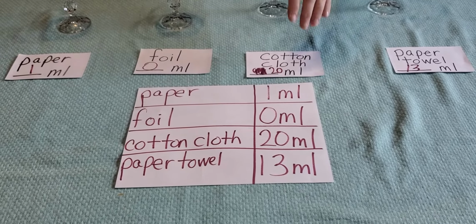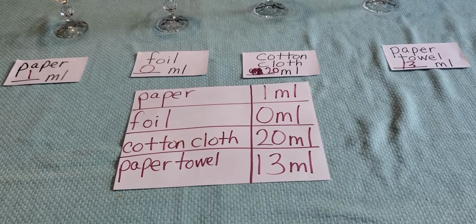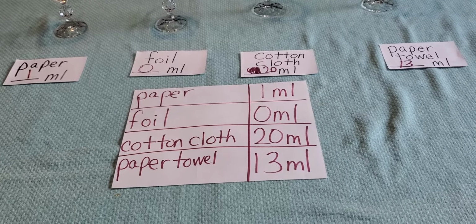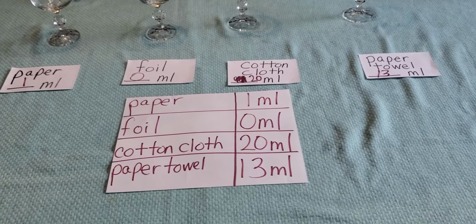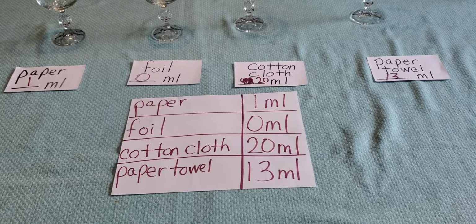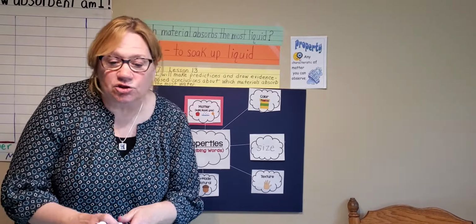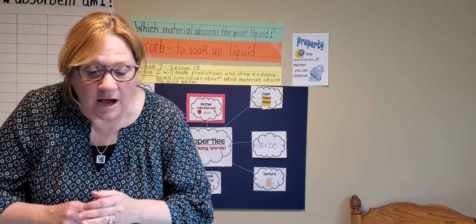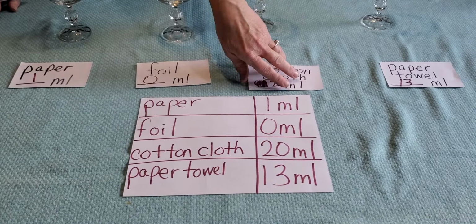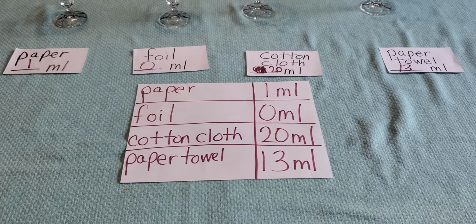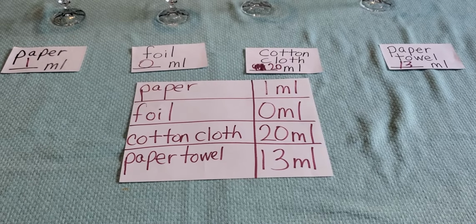Okay, so I want to refer back to your paper. You made a prediction. So think about, did your prediction come out or not? If it did, great. If it didn't, that's okay. That's why we did the investigation, to actually find out for sure, because we wanted it to be based on something that is true, that we could prove. So we can see that the paper, 1 milliliter, you can fill this information in. The foil, 0 milliliters. The cotton cloth, 20 milliliters. And the paper towel, 13 milliliters.